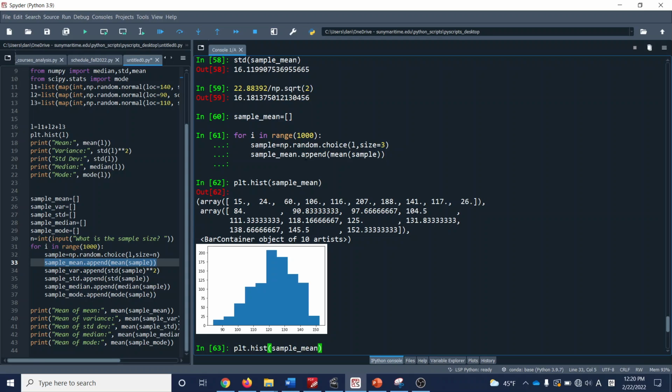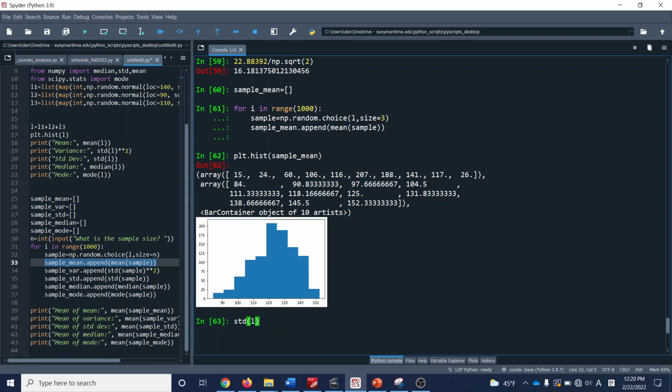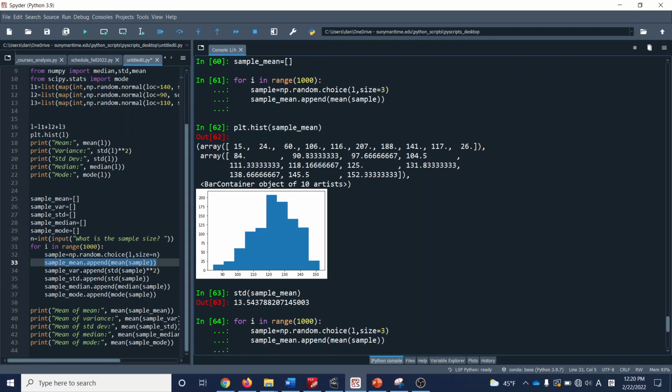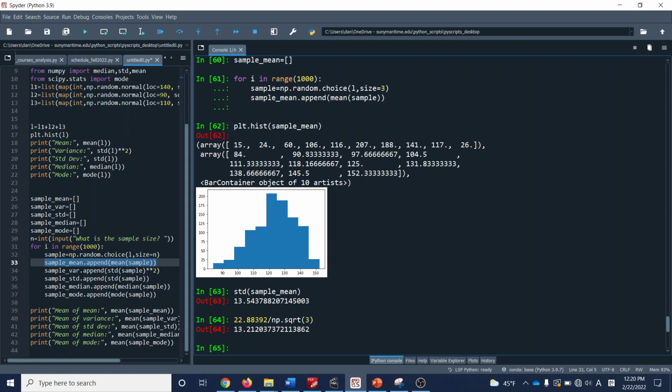And not even that, if you calculate the standard deviation of the sample mean, it's now even smaller. But look, if you divide the original population's standard deviation by square root of 3, they're comparable.